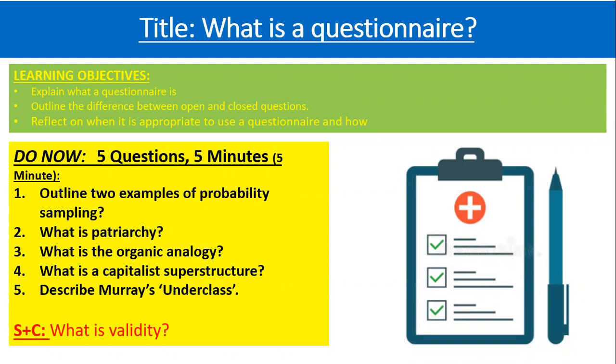And you'll do now, first off, just 5 questions in 5 minutes. So you've got 5 questions there just to answer. Outline 2 examples of probability sampling. What is patriarchy? What is the organic analogy? What is a capitalist superstructure? And just to describe Charles Murray's idea of the underclass. And then as a stretch and challenge, what is this idea of validity? So just pause the video for 5 minutes and then I'll go through the answers.